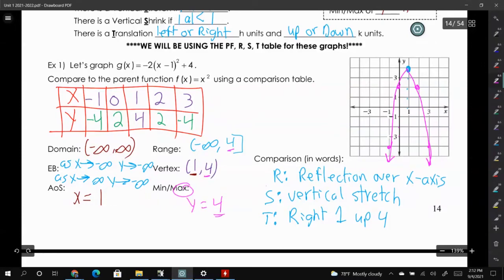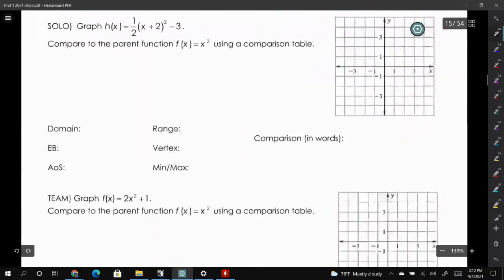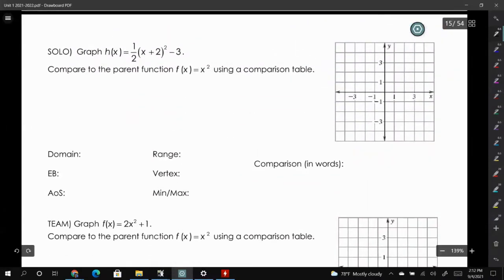So you see how all these match the y coordinate of the vertex, your min or max value, and their range, and then also your axis of symmetry and your vertex match. On the next page, we're going to graph this one.